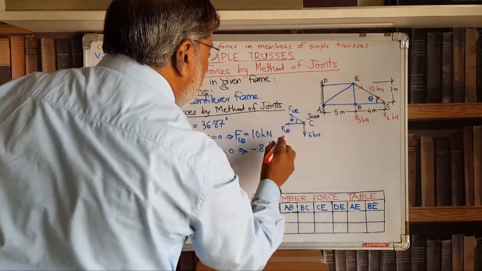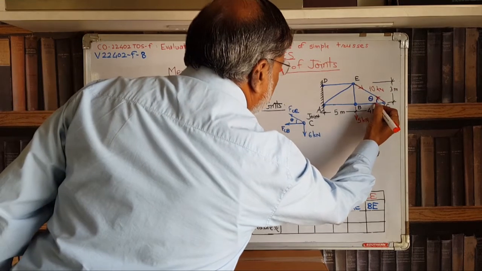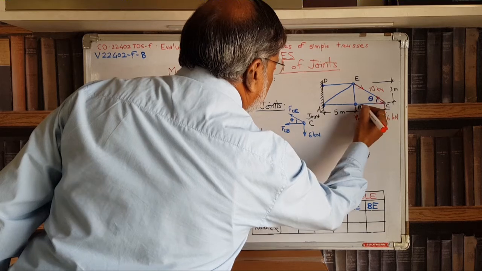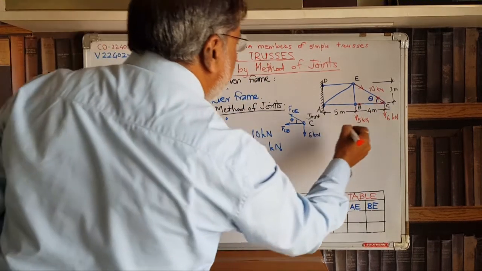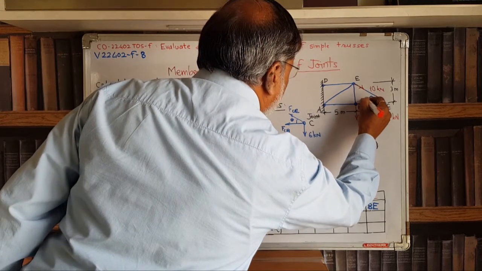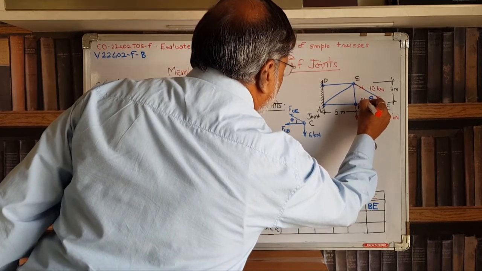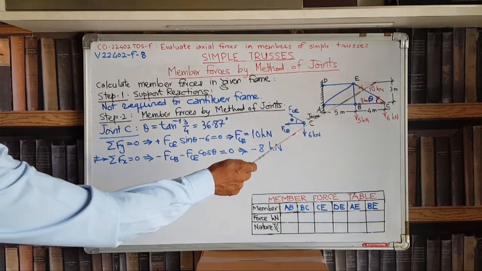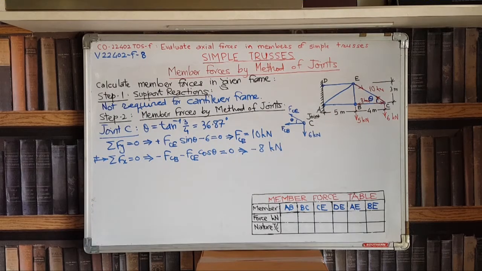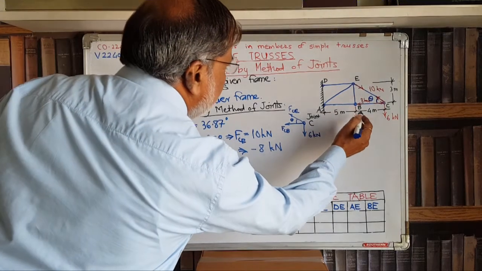Then FCB, its direction will be towards the joint. So here also you get towards the other joint, and its value is 8 kilonewton. So this is how we get joint C solved, and we get the values of two forces. We will note these forces here.